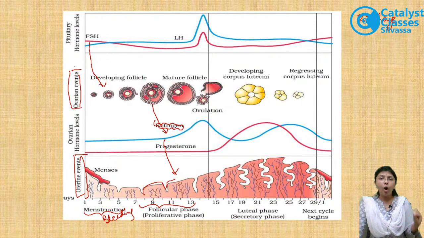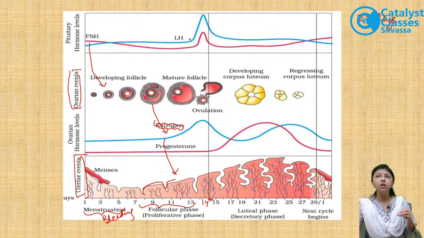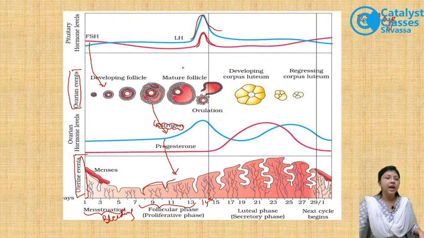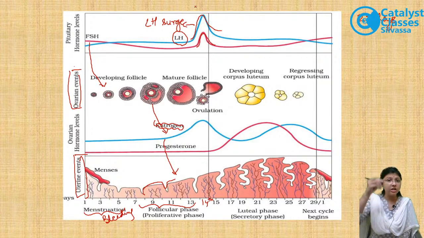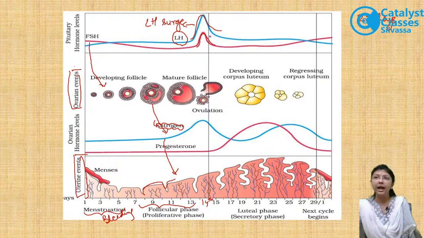Now on the 14th day, right here, on 14th day, all of a sudden what happens is, from the pituitary there will be sudden increase in LH hormone and a minute increase in the FSH also. But that sudden increase in the concentration of LH, this phenomenon, no, it is termed as LH surge. क्या बोलते हैं इसको? LH surge. Because of the sudden increase, peak rise in the LH hormone from the pituitary gland, what happens is ovulation.